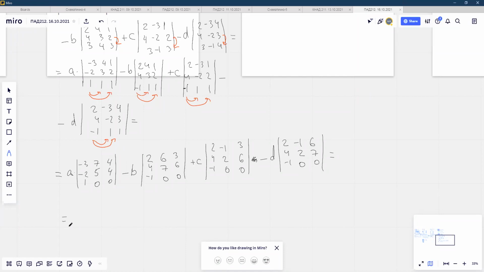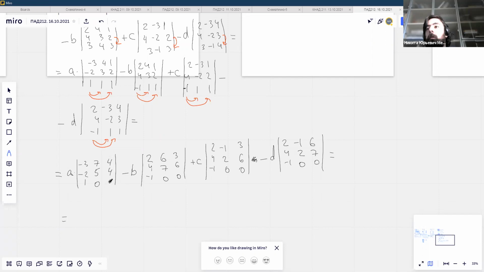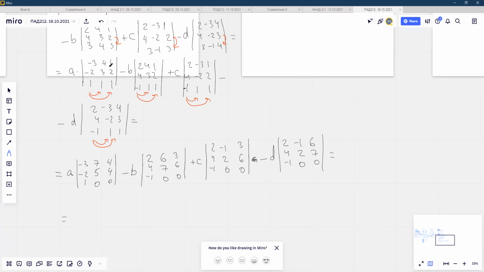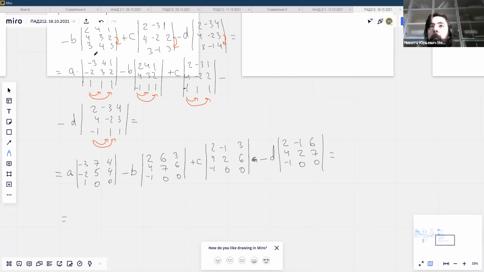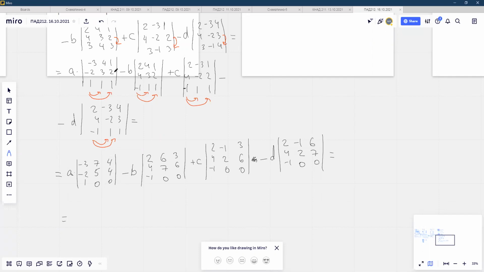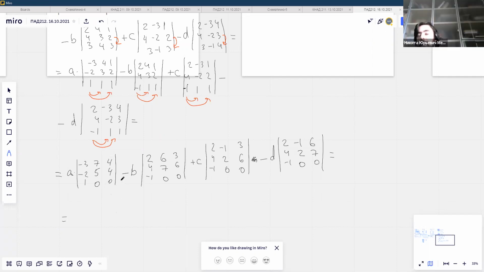Sorry, but isn't it where A, the last column, is -2, 0, and 2? This one? Yes. No, it's D. Sorry. 1 minus -3 is 4. Okay, thank you. It's correct.